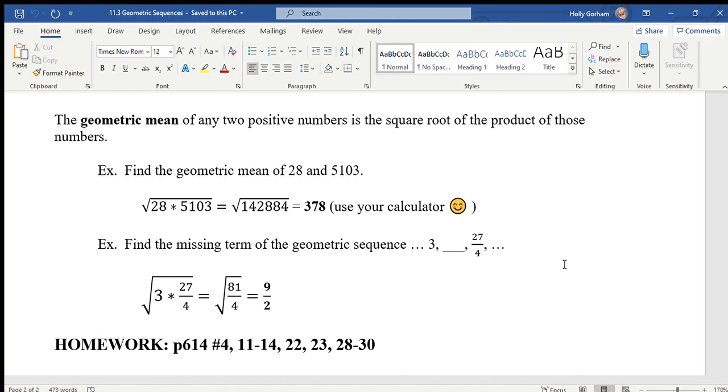Another way we could ask the question would be to find the missing term of the geometric sequence. Same concept, you're going to multiply 3 times 27 over 4, and then you're going to take the square root of that. Now notice when you multiply, you get 81 over 4. So when you take the square root, just take the square root separately. The square root of 81 is 9, and the square root of 4 is 2.